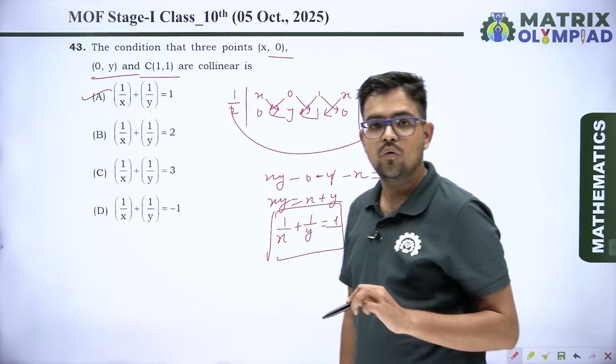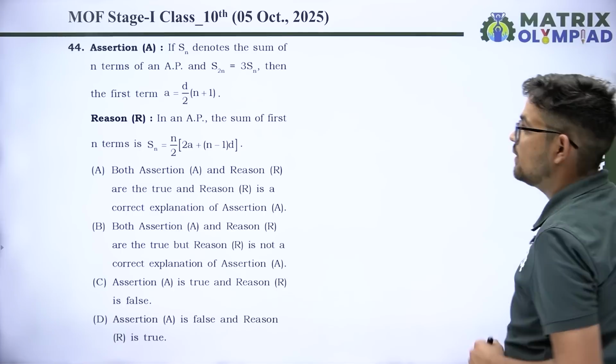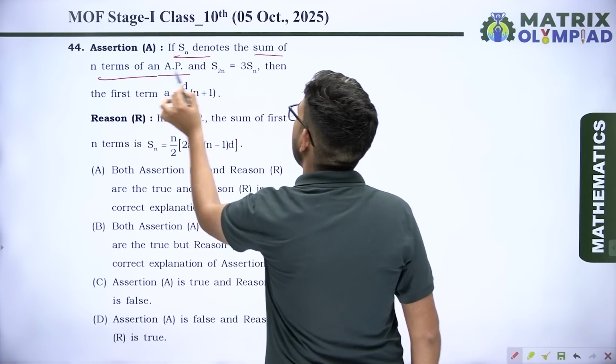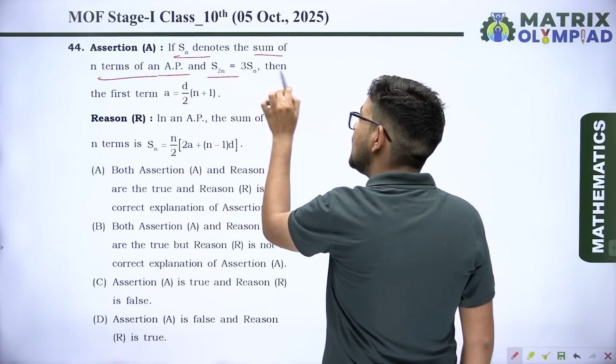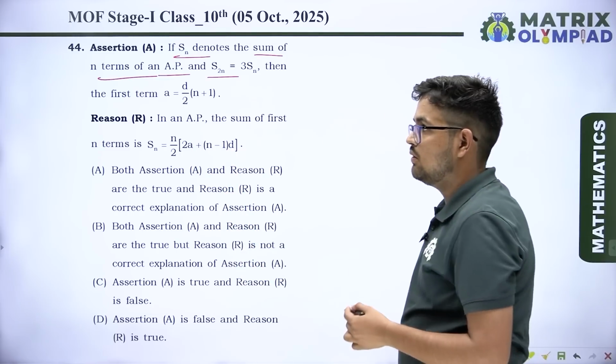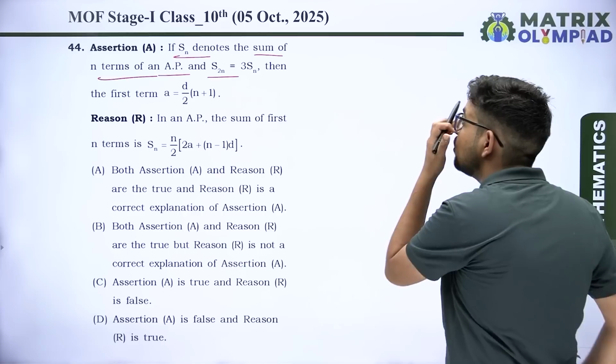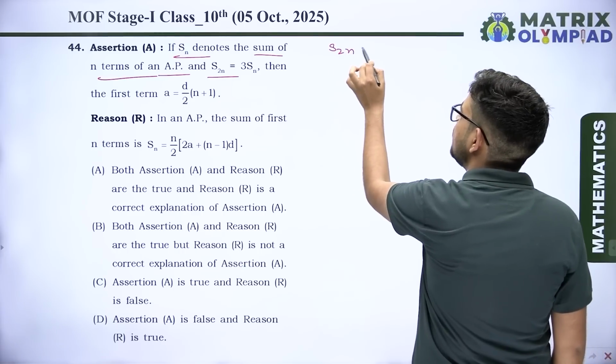Next question number 44: Sn denotes the sum of n terms of an AP. S2n equals 3Sn, then first term A equals D/(2n + 1). Let's check. S2n equals 3Sn.